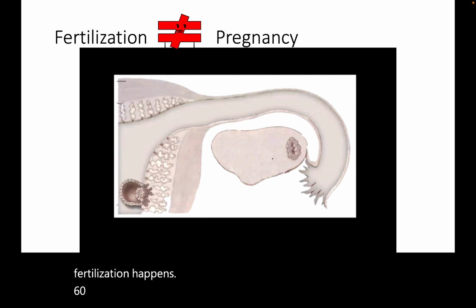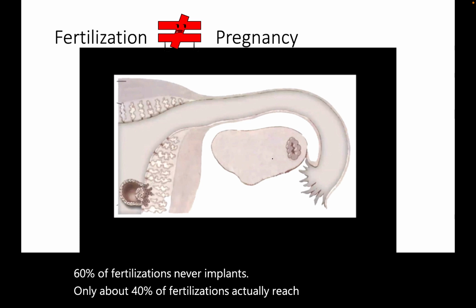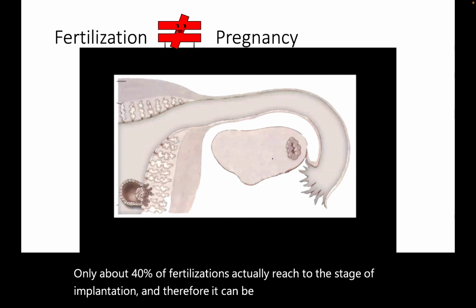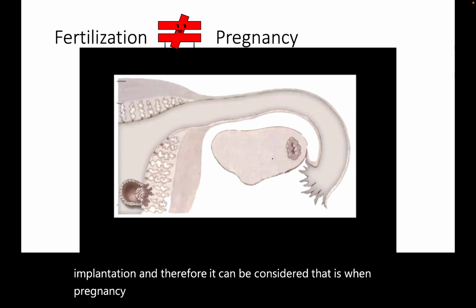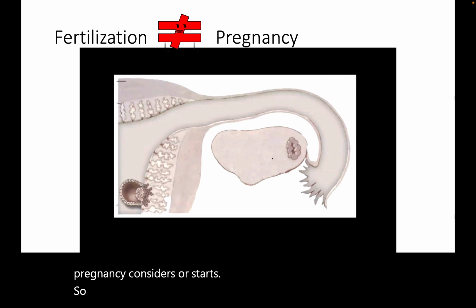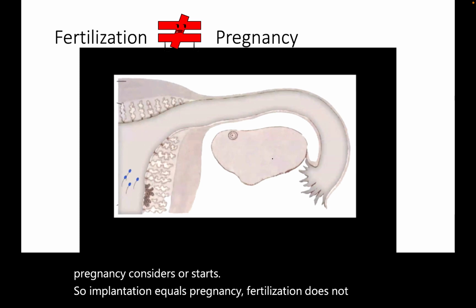60% of fertilizations never implant. Only about 40% of fertilizations actually reach the stage of implantation. And therefore, that is when pregnancy can be considered to start. And so implantation equals pregnancy. Fertilization does not equal pregnancy.